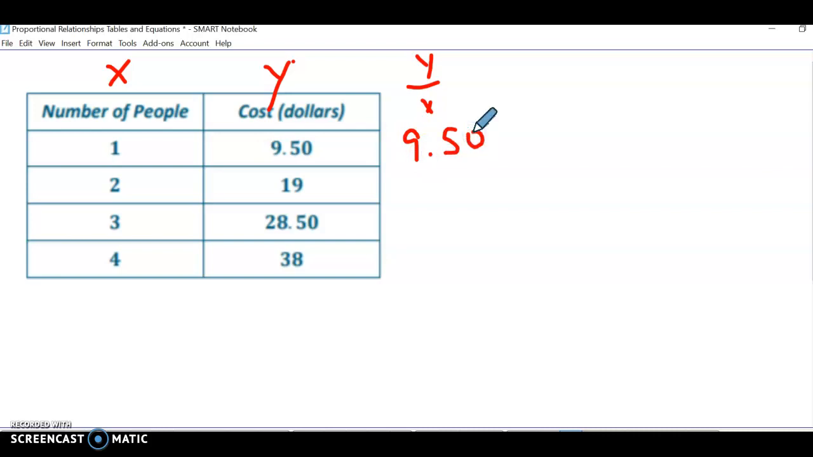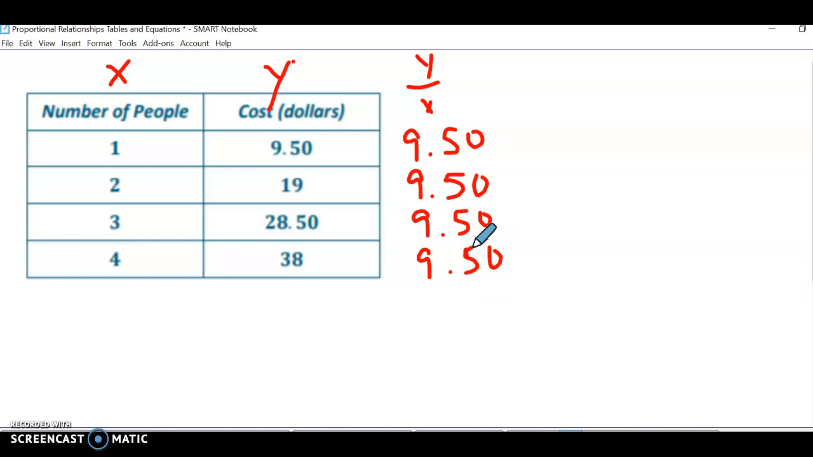Okay, now for each other one, we need to determine if it also comes out to $9.50. If I divide 19 by 2, sure enough, I get 9.5, and we know that's the same. And we're dealing with dollars and cents, so it should be 9.50. 28.50 divided by 3 is also 9.50. And the same goes for 38 divided by 4. And what are we saying? We're basically saying it's $9.50 per ticket.